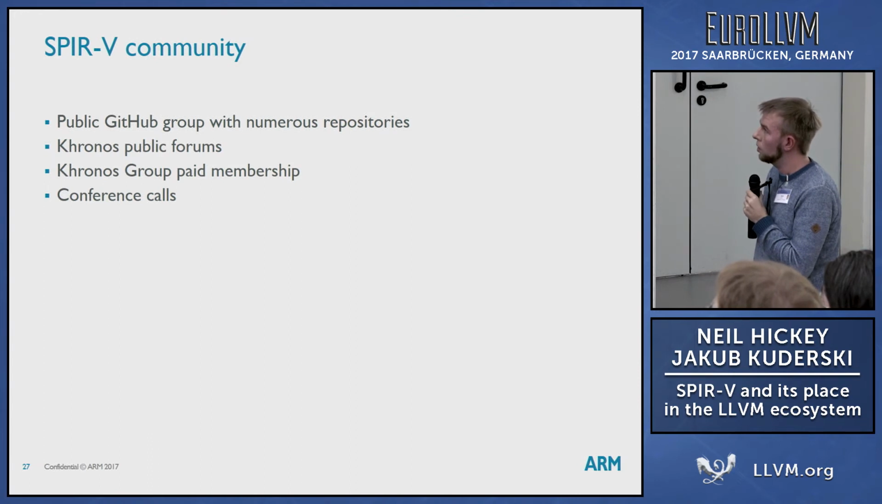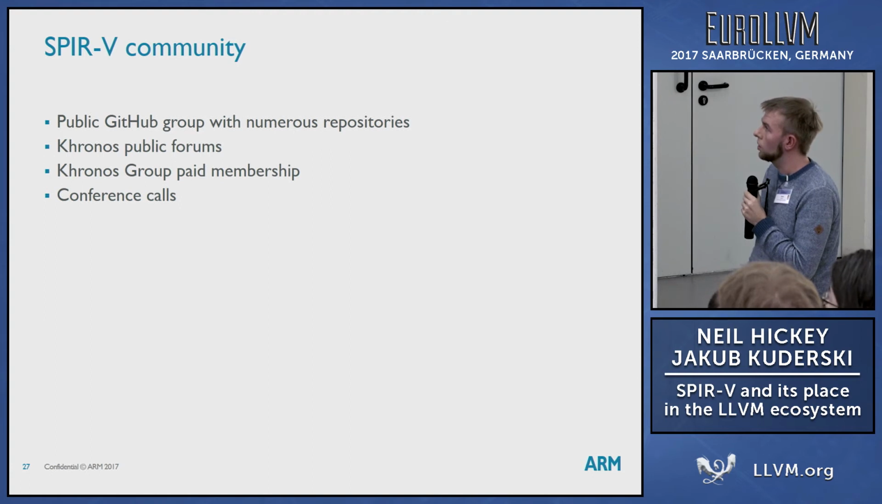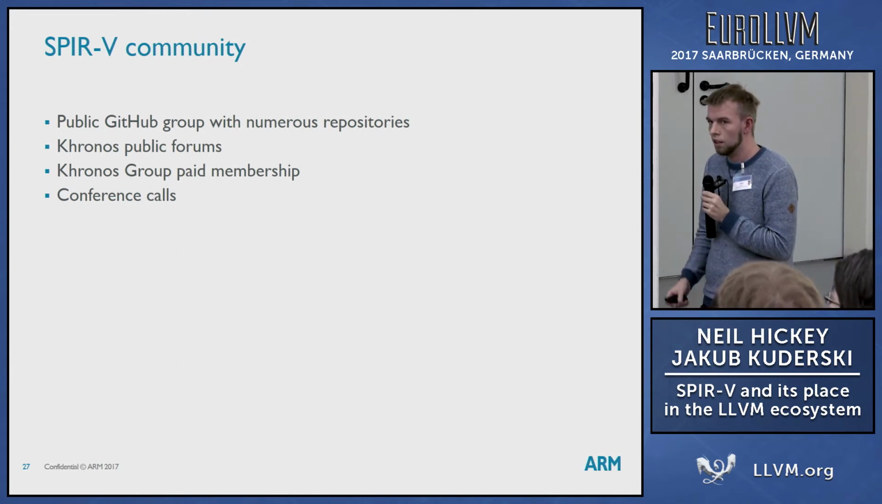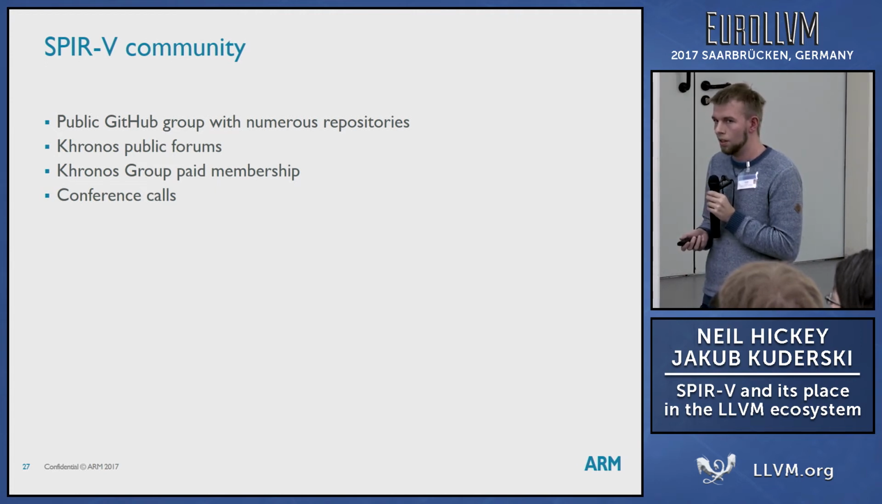When it comes to the SPIR-V community, there is a public GitHub group called Khronos, and it has many repositories, not only about SPIR-V itself, but also some other tools. There are some public forums, which you can look up online, but there's really not much happening there. There's virtually no discussion there, and all of that, in my opinion, is pretty stale.